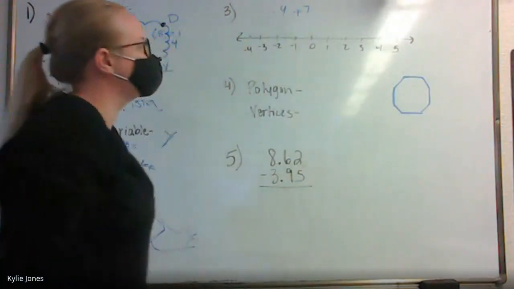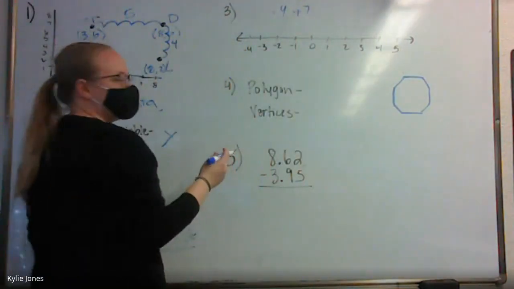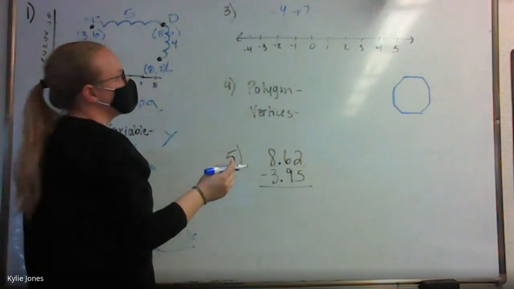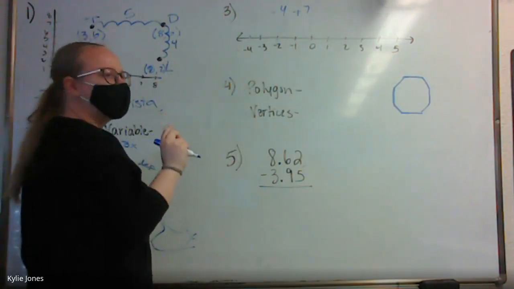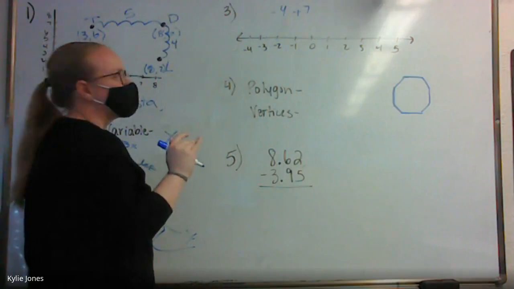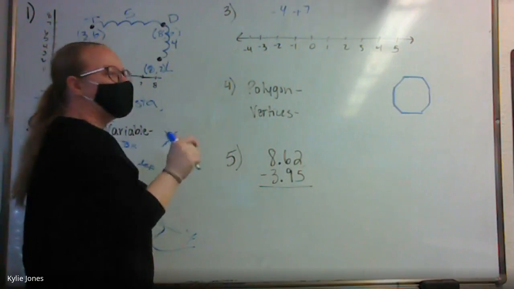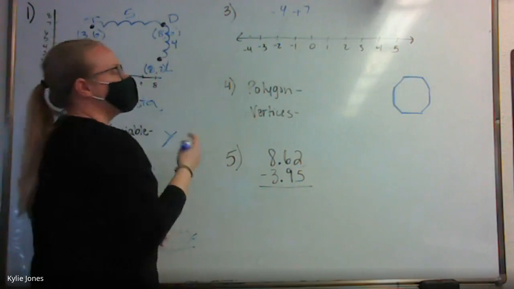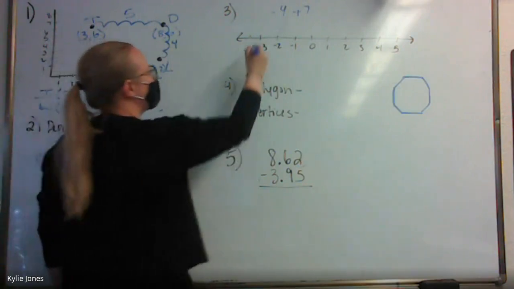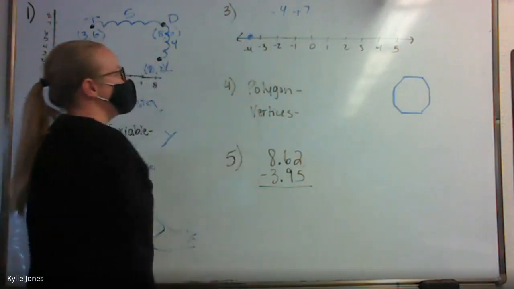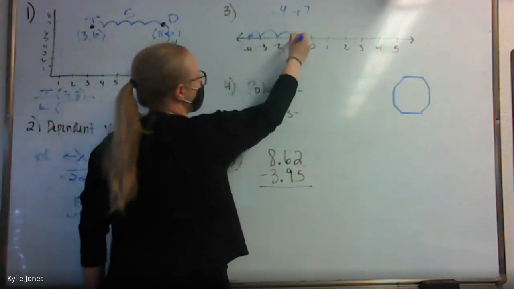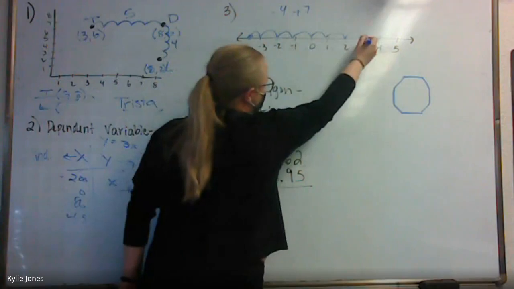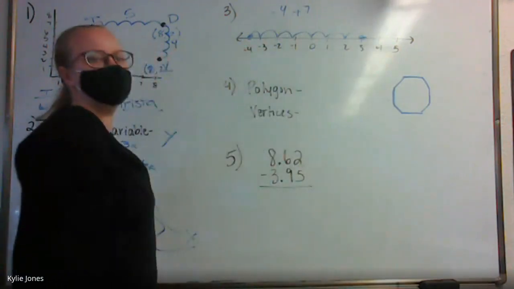Where do I start? We're using our number line though. How do I do it with a number line? We're adding 7. Where do I start? Start at negative 4. If I'm adding 7, you go to the right 7. 1, 2, 3, 4, 5, 6, 7. Where do you end up? What's your answer? 3.